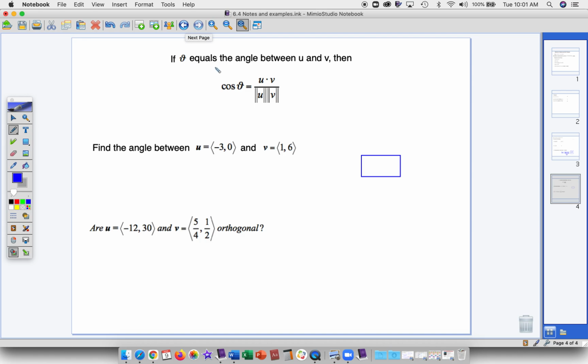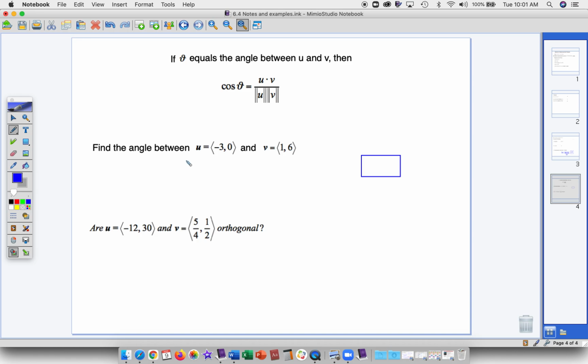So if the dot product is 7, the magnitude of u is √7. Okay, if theta equals the angle between u and v, then the cosine of theta is equal to u dot v over the magnitude of u times the magnitude of v. I gave a proof of this on the last page of your notes. You can read through that when you're done watching this video.